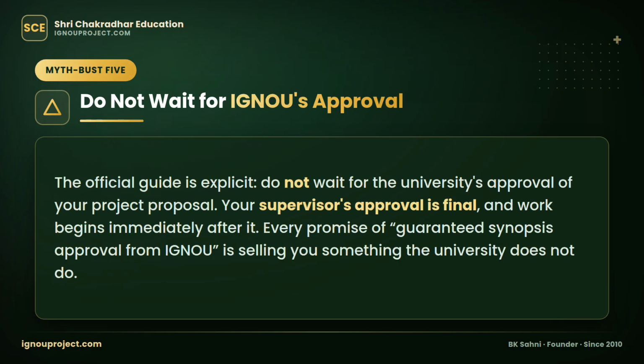And here is the myth bust that changes timelines. The official guide is explicit. Do not wait for the university's approval of your project proposal. Your supervisor's approval is final, and your work begins immediately after you have it. So every advertisement promising guaranteed synopsis approval from IGNOU is selling you something the university does not actually operate. Post the proposal and start collecting data.